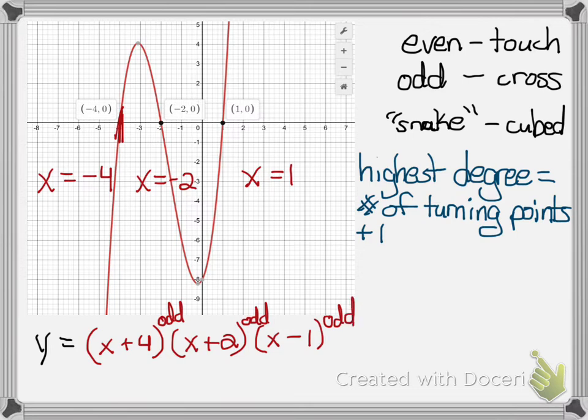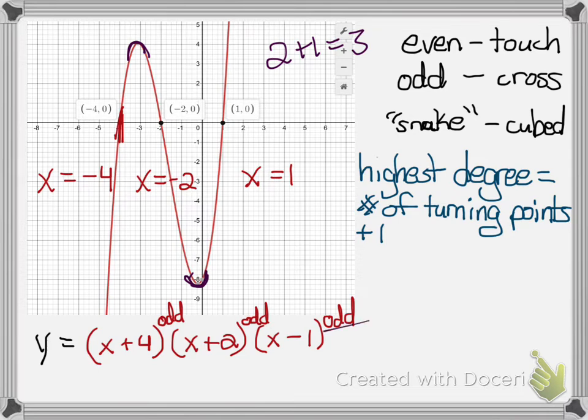Now, when I said the highest degree is going to be the number of turning points plus 1, I'm going to look to see how many times does this polynomial function turn. Here's one, and here's another one. So it's 2 turning points. So 2 plus 1 equals 3, which means my highest degree has to be 3.